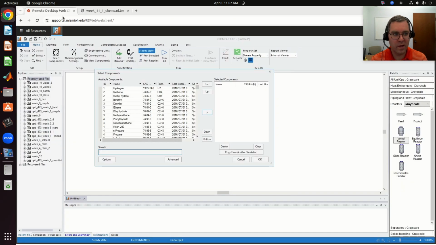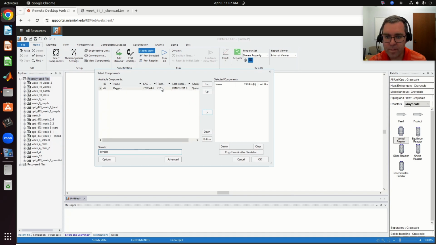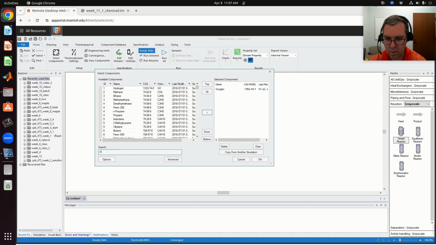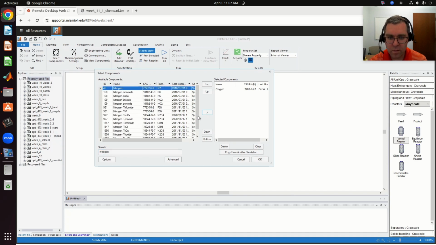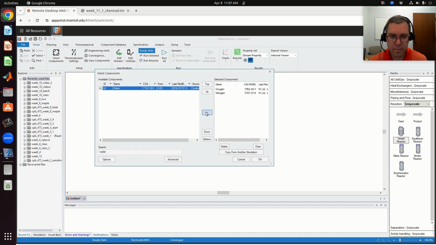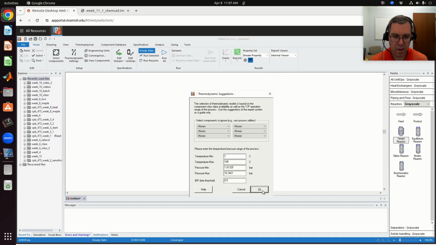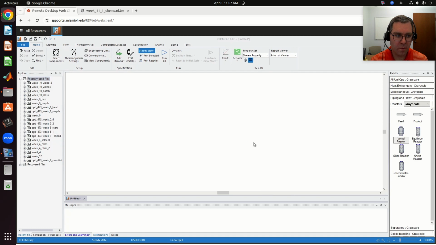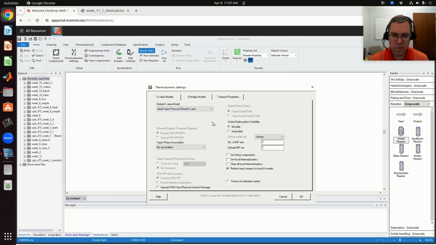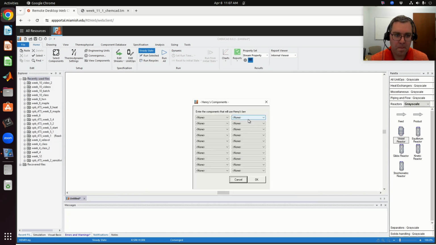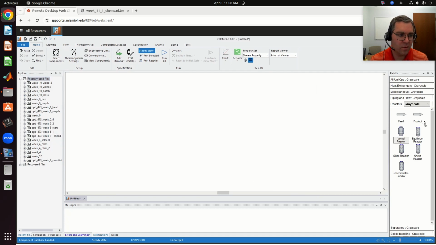Let's add oxygen, nitrogen, and then water, and click OK. Cool, so it's going to use Raoult's law, and what I'll do is set Henry's components, and I will select oxygen and nitrogen to model using Henry's law. Okay, and so that is good.